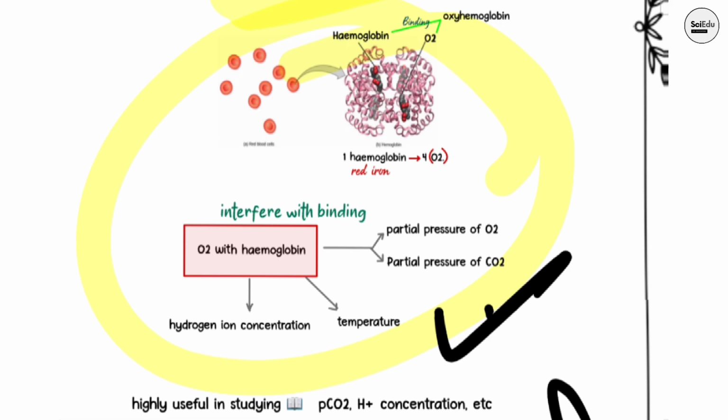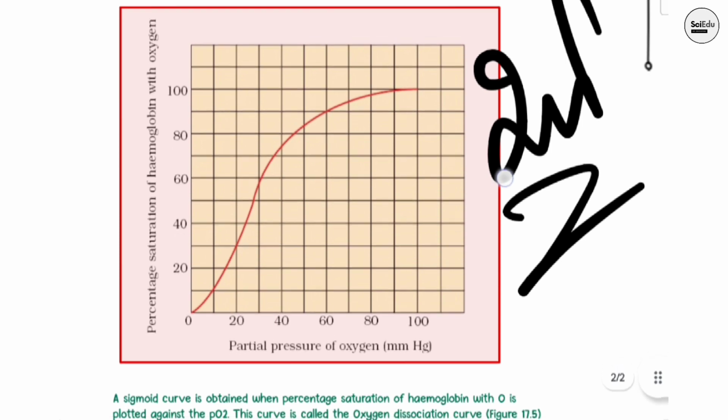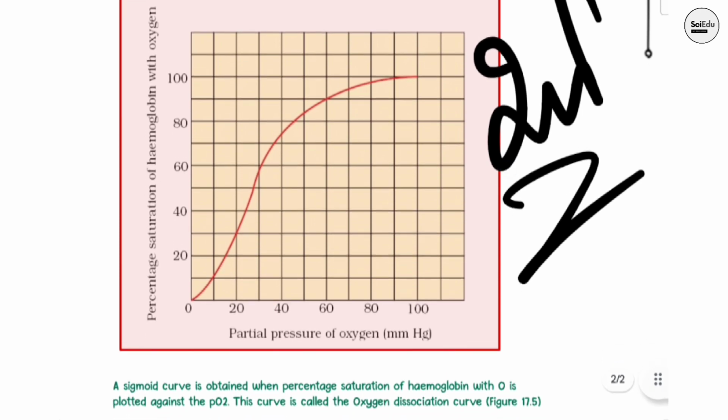A sigmoid curve is obtained when percentage saturation of hemoglobin with O2 is plotted against the PO2. This curve is called the oxygen dissociation curve, Figure 14.5, and is highly useful in studying the effect of factors like PCO2, H+ concentration, etc., on binding of O2 with hemoglobin.